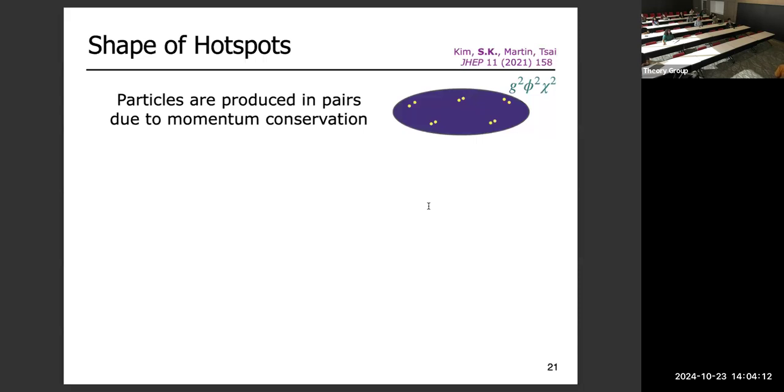In this particular model, I have a coupling which is like phi squared chi squared. That would mean that you always produce a pair of these particles. Just by momentum conservation, you tend to see pairs of hotspots instead of single spots. But they can also sometimes overlap, so they can effectively give you a single spot. But a priori, you would expect two of them.